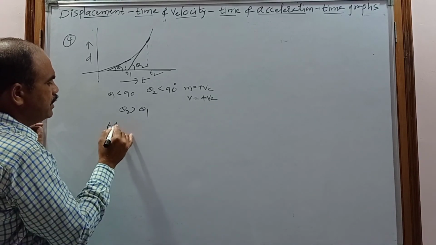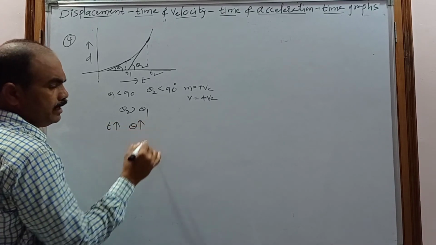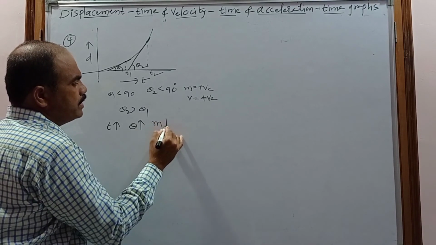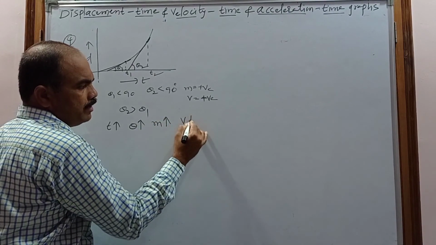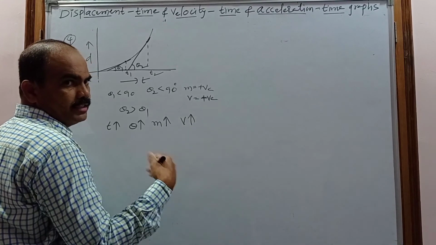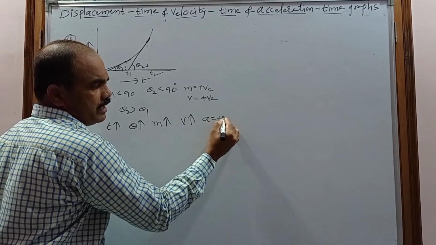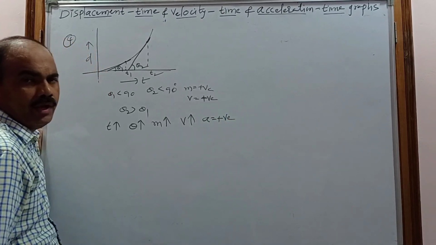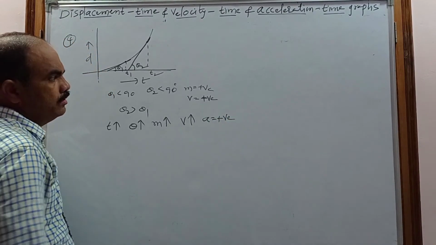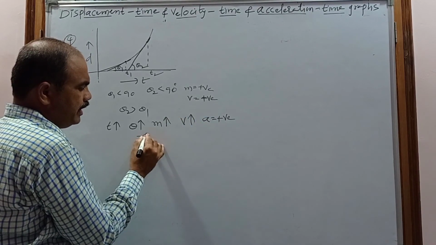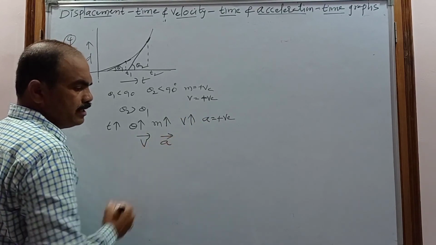That's why, as the time is increasing, the angle made by the tangent will be increasing. That's why the slope also increases, and slope is nothing but velocity, so velocity also increases. When the velocity increases with respect to time, then we say that it has positive acceleration. So it is positive velocity and positive acceleration, nothing but the velocity direction and acceleration direction are in the same direction.